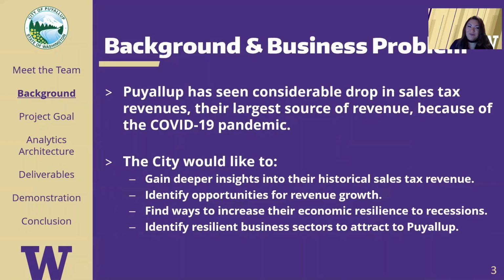Now for the background. Puyallup has seen a considerable drop in sales tax revenues, the largest source of revenue, because of the COVID-19 pandemic. In early 2020, the city reached out to the school with a proposal because they would like to gain deeper insights into their historical sales tax revenue, identify opportunities for revenue growth, find ways to increase their economic resilience to recessions, and identify resilient business sectors to attract to the city.